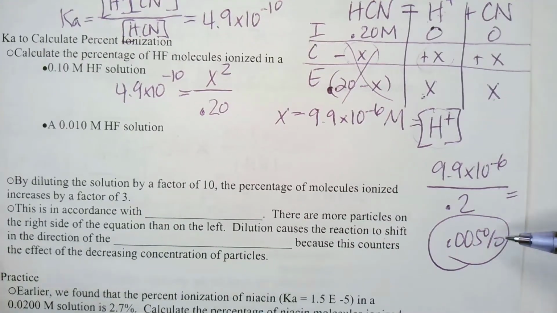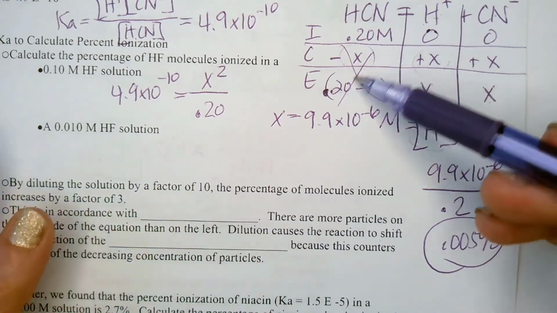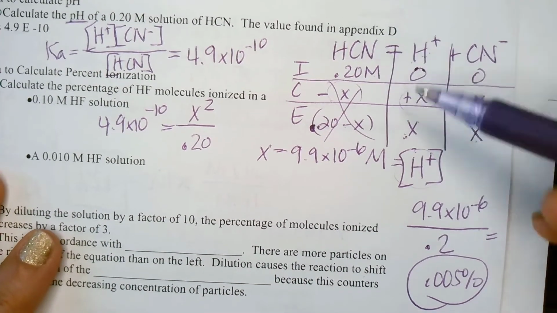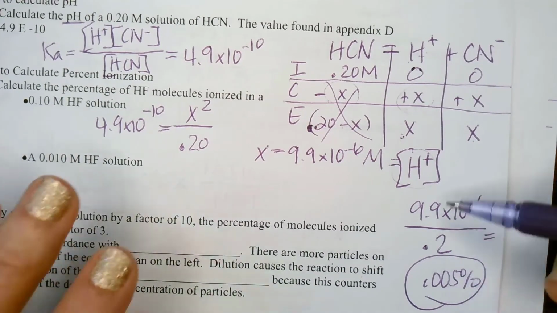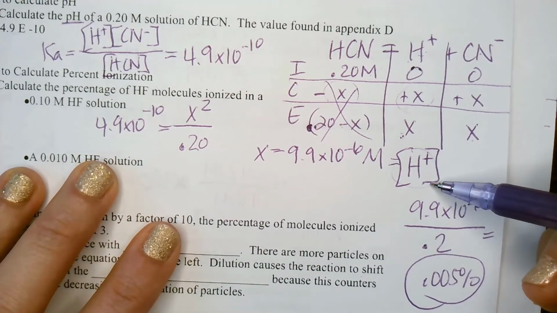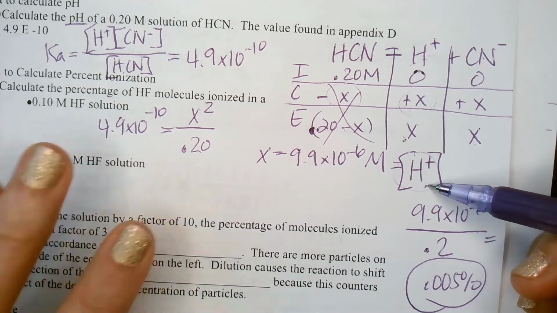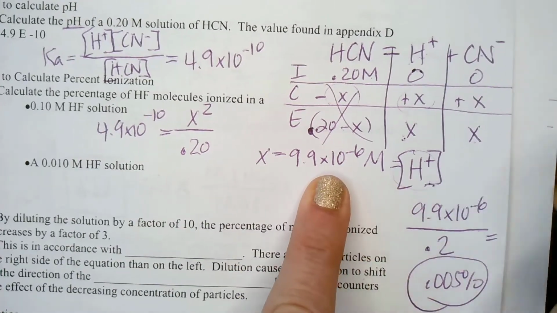So we can just cross off this whole middle part of this ice table. We can just assume that that change was so negligible it didn't even touch our initial concentration. So we're not done yet. We do have our H plus concentration. We need to find our pH.